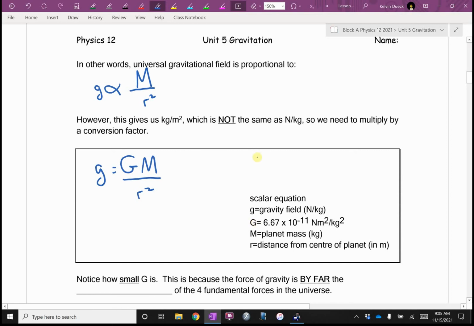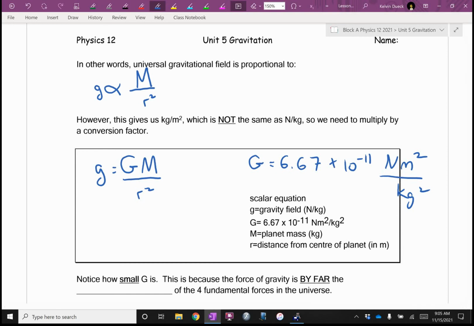I've typed it out, but just so you can see, it's 6.67 times 10 to the negative 11. And its units are newtons meters squared per kilogram squared. That's what's required to give us an answer for the gravitational field in newtons per kilogram. 6.67 times 10 to the what? Is that on your formula sheet?